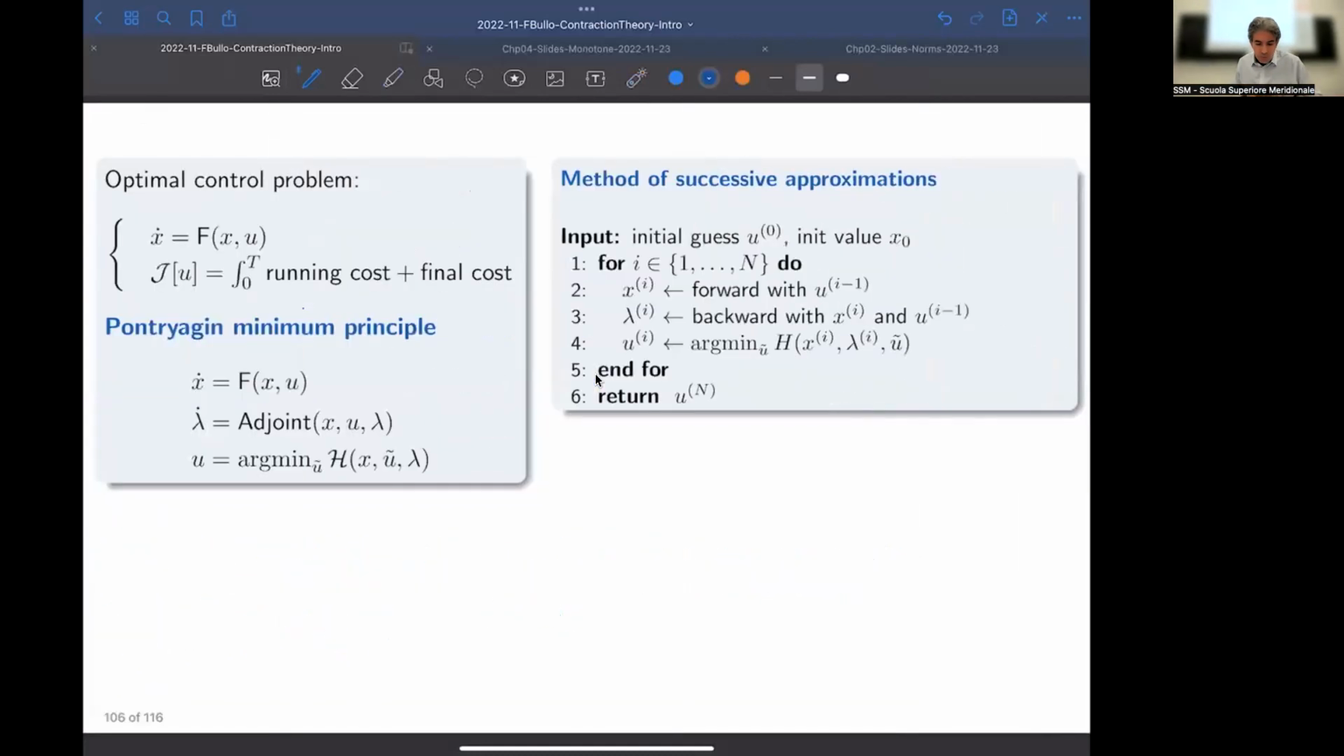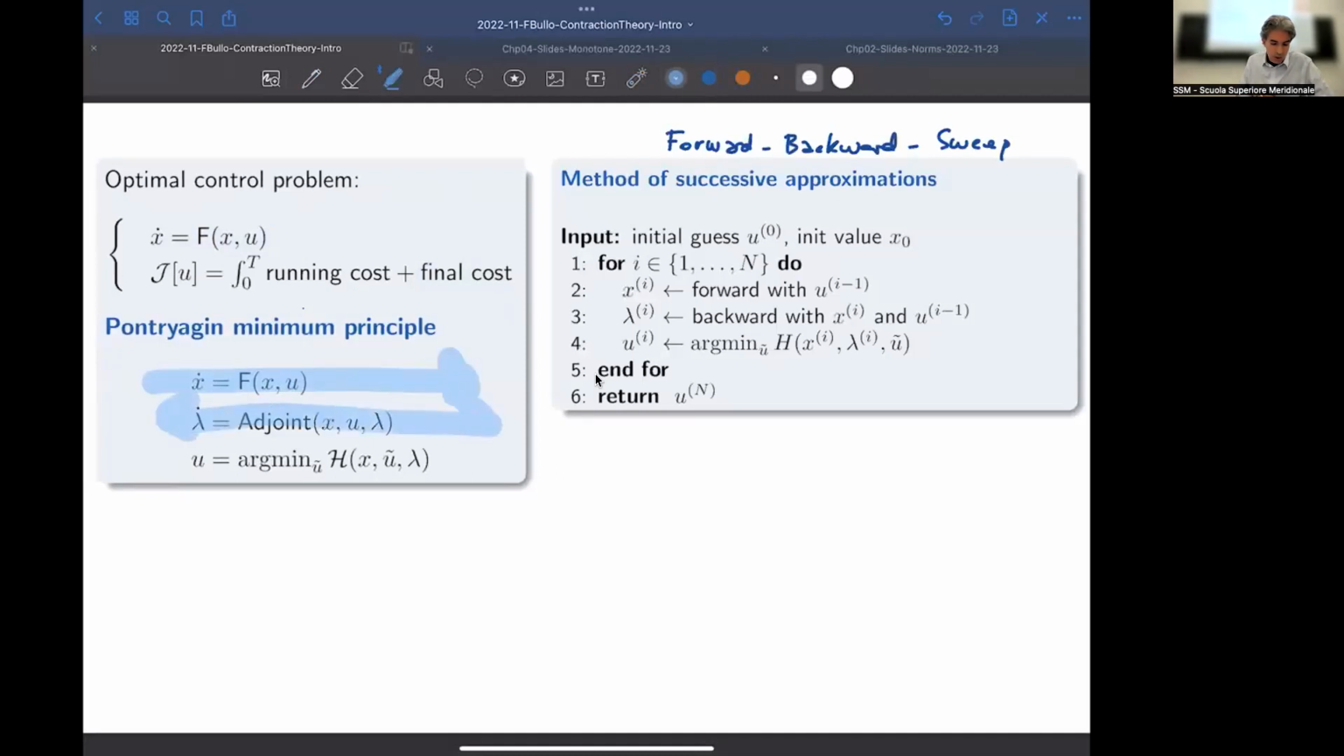Now, people starting in the 60s and 70s have studied an algorithm based upon this. It's called the method of successive approximations. People also call it the forward-backward sweep. Why is it called forward-backward sweep? Because what you do is literally, you integrate forward, you integrate backward, and you sweep over time and you solve the pointwise optimality equation. Does that make sense? So each of the three steps is exactly right.